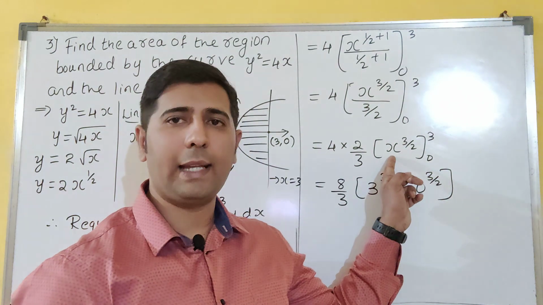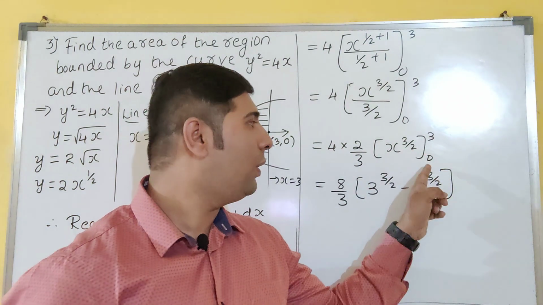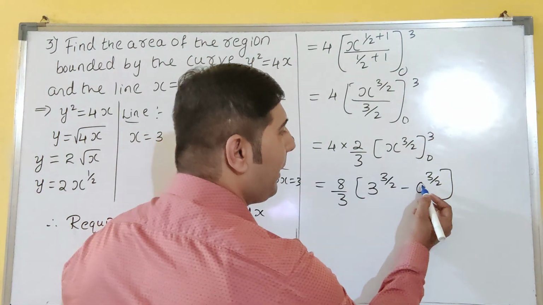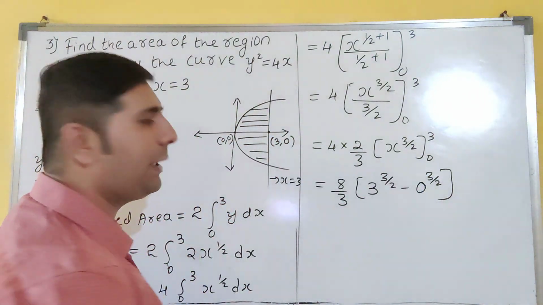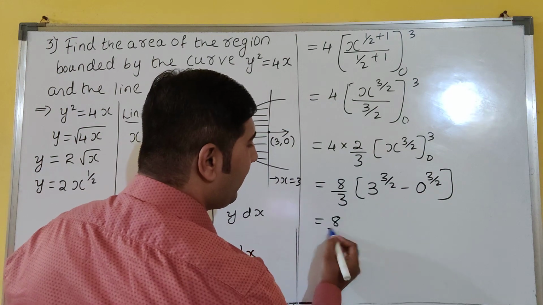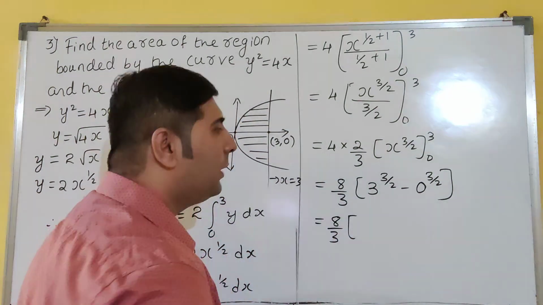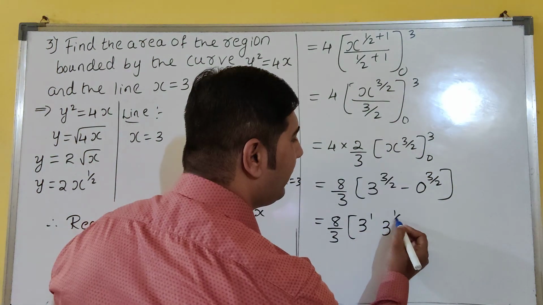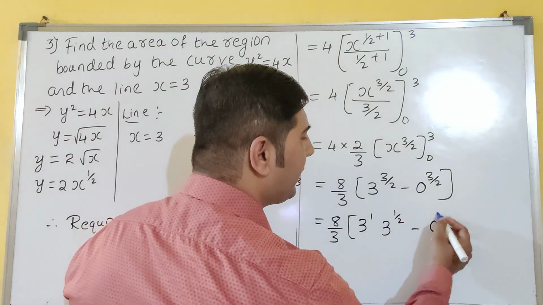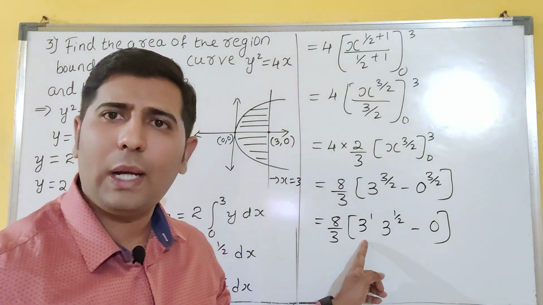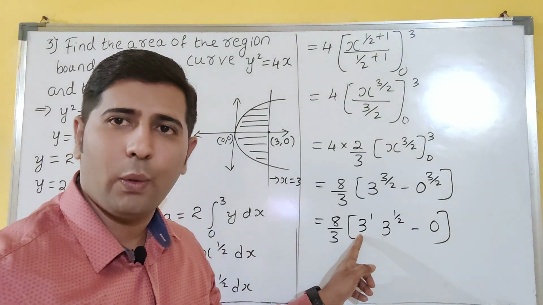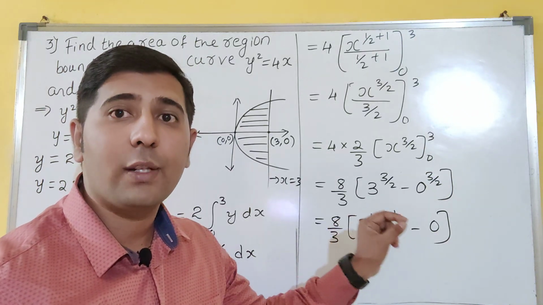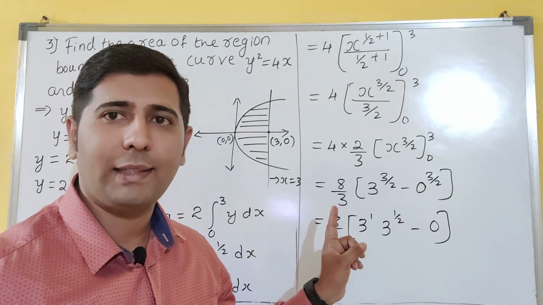3 I am substituting in the x value, 3 raised to 3 by 2. When you are substituting 0, you have to write a minus sign here. 0 raised to 3 by 2. So 8 by 3, now see, 3 raised to 3 by 2 can be written as 3 raised to 1, 3 raised to half. 0 raised to anything is 0. See how I wrote this one. You only know, bases are same means what? A raised to m into A raised to n, how will you write? A raised to m plus n or not?